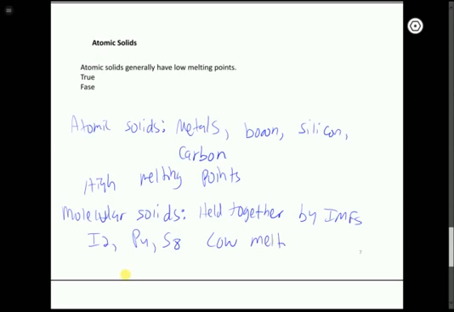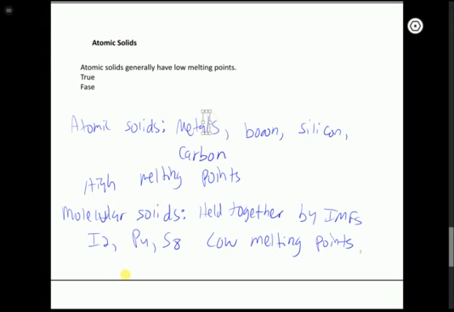Of course, if they have very large structures, they can have higher melting points than others, but typically they're going to be much lower than atomic solids, which include mostly metals. So, atomic solids generally have low melting points? This should be false. Most of them have high melting points, like the metals in particular.